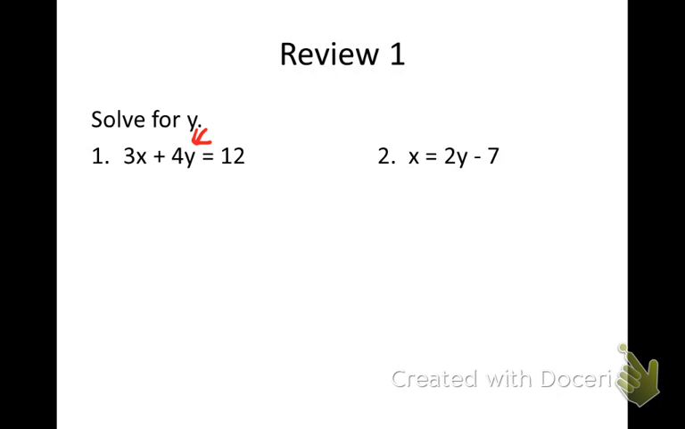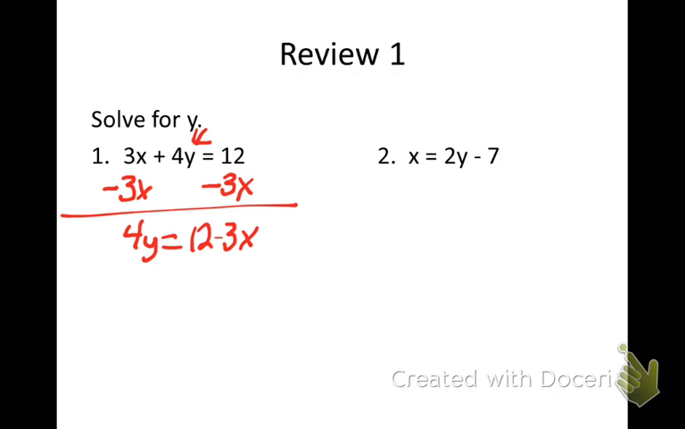So we're going to have to get rid of the 3x and the 4. Remember, try to get rid of everything added or subtracted first. So we're going to subtract 3x from each side. Do that, we get 4y equals 12 minus 3x, because we cannot simplify this because they're not like terms, so we just have to write it like that.